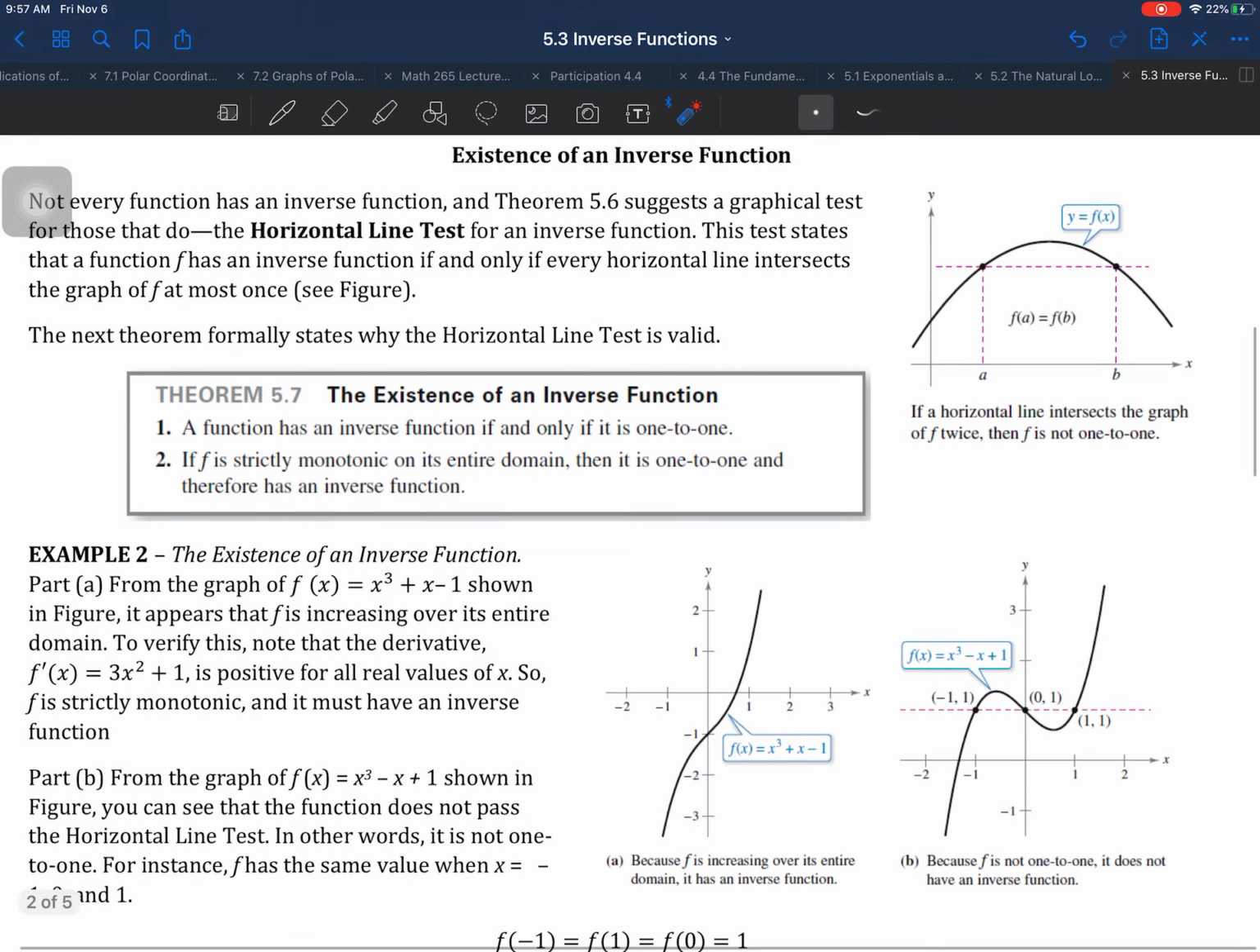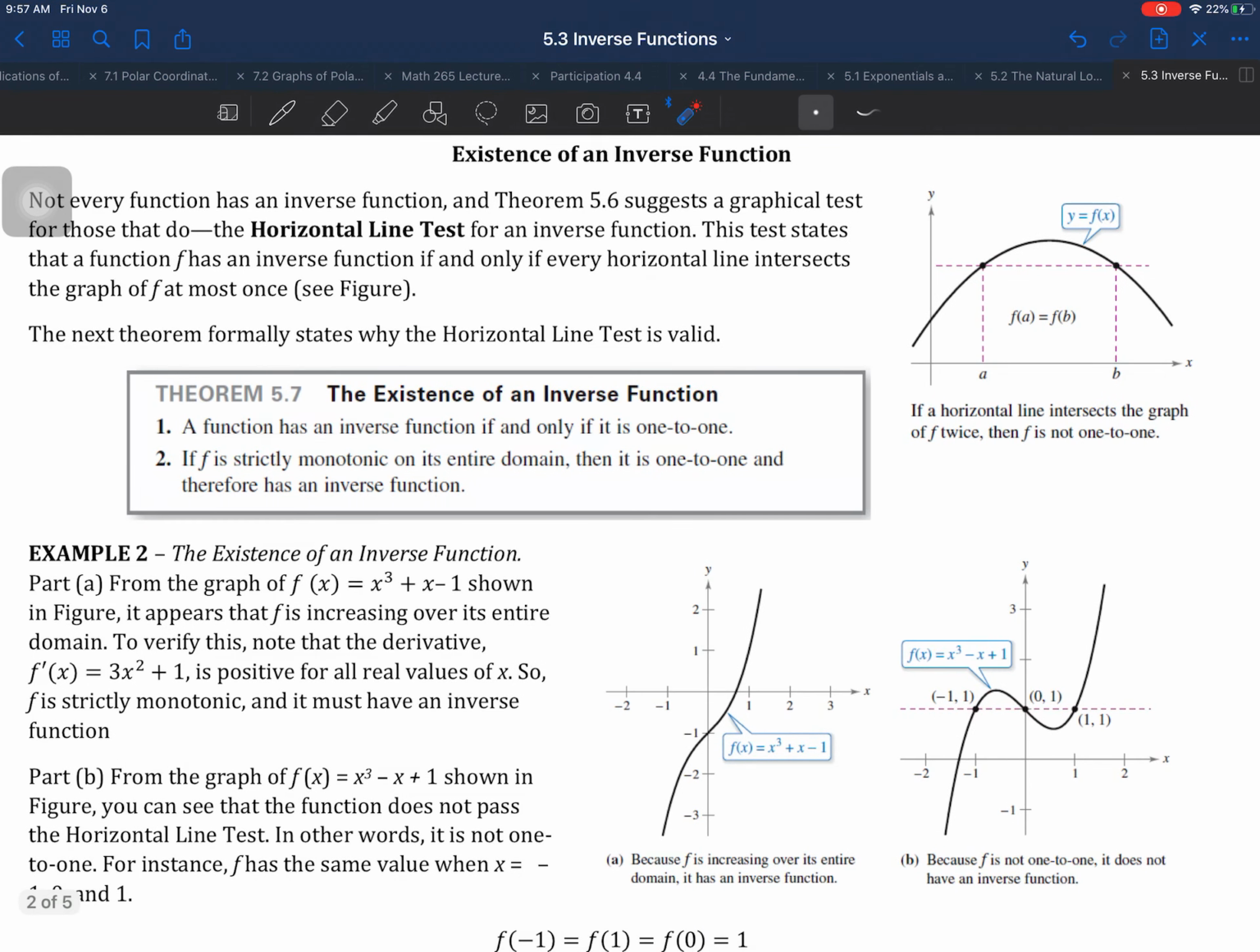The next theorem formally states why the horizontal line test is valid. A function has an inverse function if and only if it is one-to-one. If f is strictly monotonic on its entire domain, then it is one-to-one, and therefore it has an inverse function. So this theorem allows us to determine whether a function has an inverse without graphing the function.